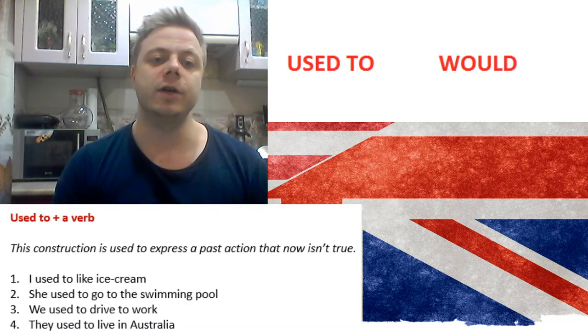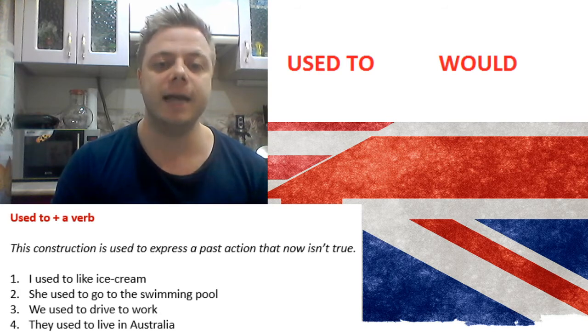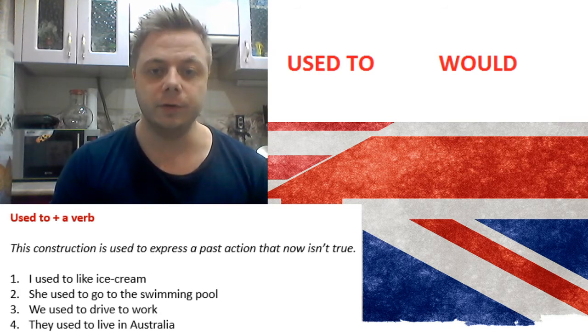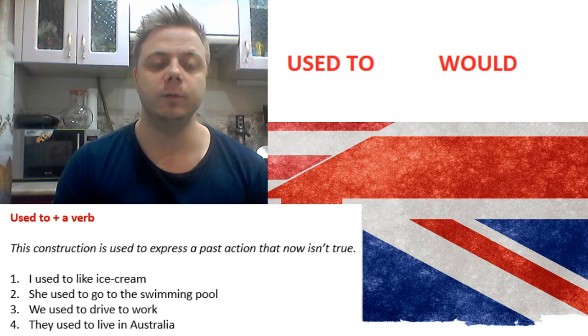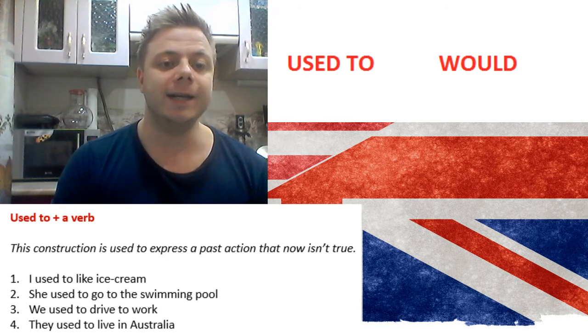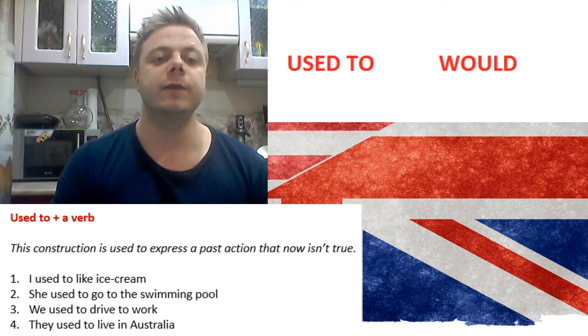This construction is used to express a past action that now isn't true, meaning the verb. So we use used to plus a verb. For example, I used to like ice cream. She used to go to the swimming pool. We used to drive to work. They used to live in Australia.